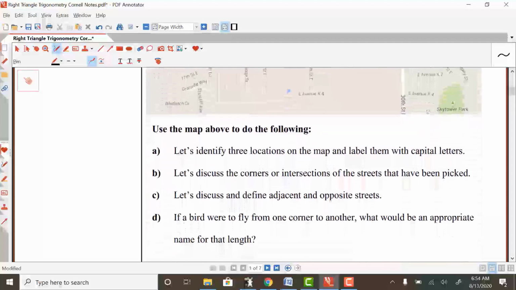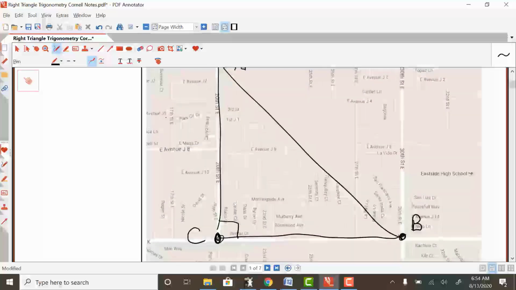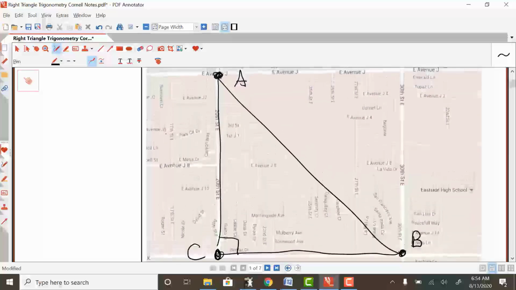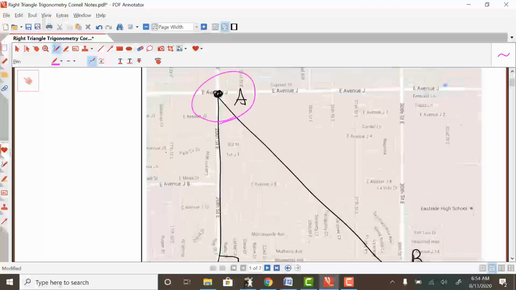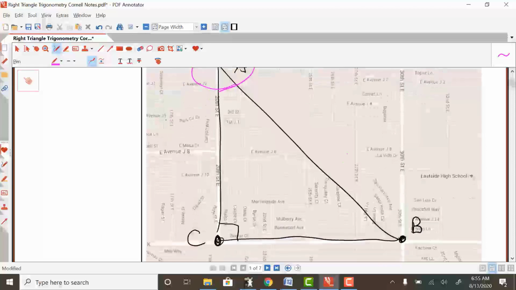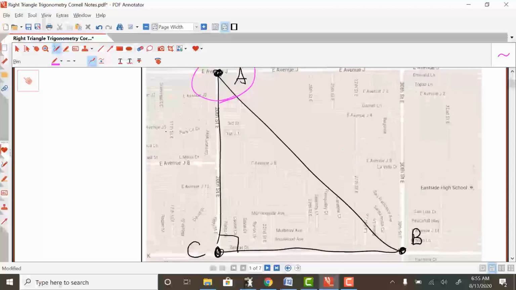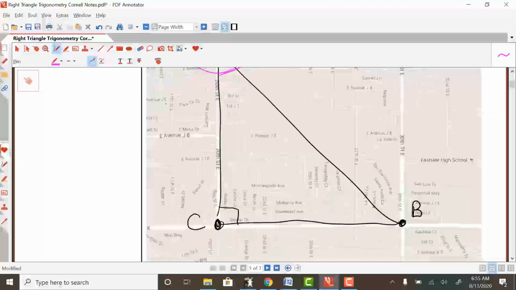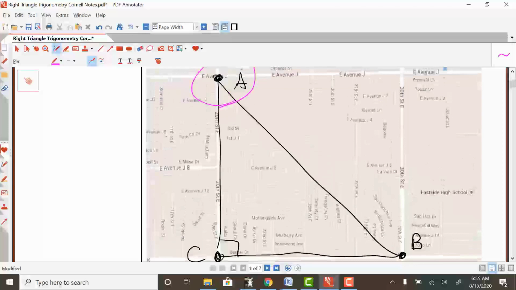Part C. Let's discuss and define adjacent and opposite. All right, so here's how we're going to play this game. We're going to stand on a corner. Let's start on corner A. I'm going to circle corner A. And let me ask you a couple of basic questions just to help you understand some of the terminology. Looking at the triangle, don't worry about anything else. The length AC is 20th Street. The length CB is Avenue K. The length AB is desert.